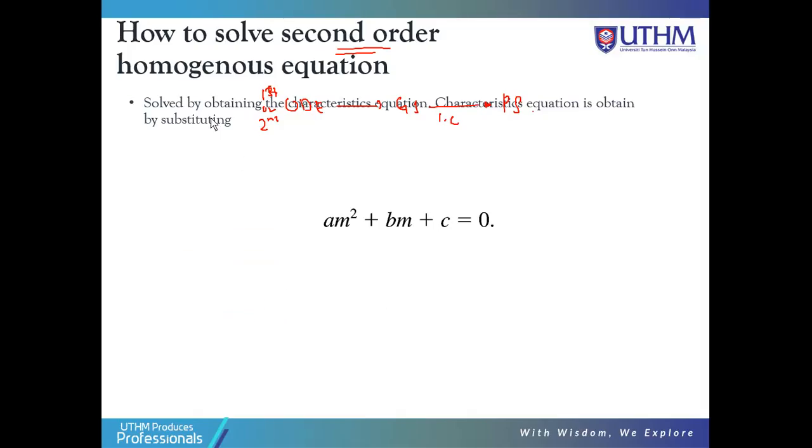Okay, so we solve by obtaining the characteristic equation. The characteristic equation is obtained by substitution. Okay, y double prime we substitute with m squared, y prime we substitute with m, and y we substitute with 1. And we form the auxiliary equation for a purpose. So why do we need to form the auxiliary equation? Because we want to determine the roots of the equation.